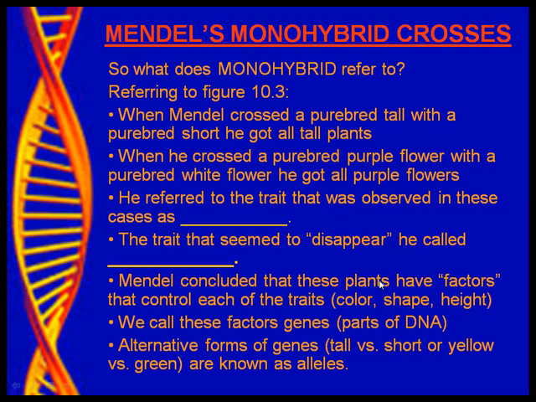So Mendel concluded that these plants have factors. Again, he didn't know what DNA and chromosomes and all the stuff that we know were all about. But he said that these factors control the traits, such as color, shape, and height. Now we call these factors genes, just small segments of DNA that code for proteins. And alternative forms of these genes, like we talked about already in meiosis, are known as alleles. In other words, the gene for height, but the alleles are tall or short. The gene for color of the pod, for example, but the alleles are yellow versus green.